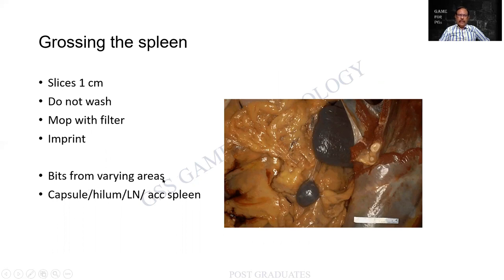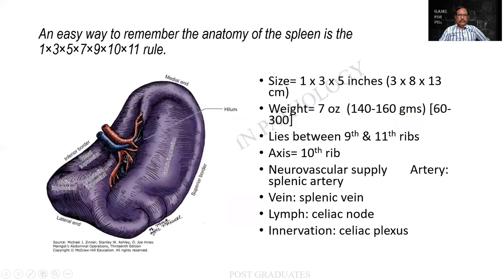Bits can be given from the various areas as we had mentioned. Also anatomically from the capsule, the hilum, lymph nodes and accessory spleen. This is a picture of a couple of accessory spleens that could be seen. An easy way to remember, I had shown you, go by it.